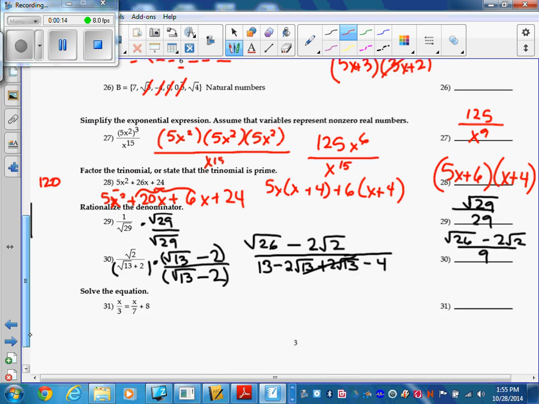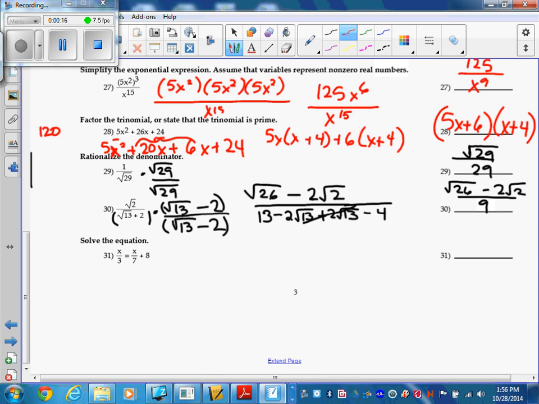The last one. Okay. So back to 31. We need a common denominator. The common denominator is going to be 21. Do you see why the common denominator is 21? Okay. So this is going to be 21 equals 21 and 21.